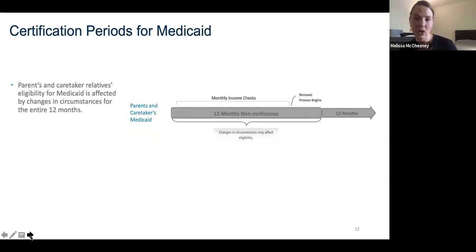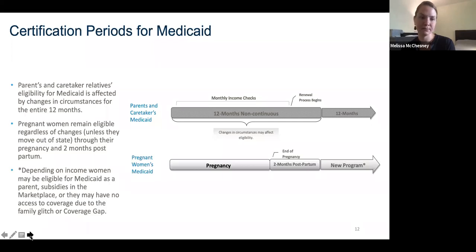Parents and caretakers don't get any continuous coverage. It can always change from month to month depending on their eligibility, and they get income checks through the whole thing, all the way up to month 9 when the renewal process begins. Pregnant women, they get continuous coverage. So once they're determined eligible, they get to stay in the program. They get 2 months after the birth of the baby, and then at that point they could get enrolled maybe into the ACA or some other program. It could also, if they have very, very low income, be Medicaid for parents, or they can end up with a coverage gap.